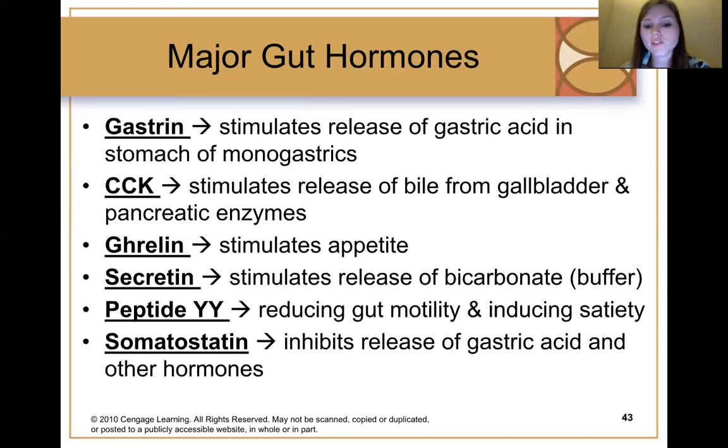Peptide YY reduces gut motility and induces satiety. Satiety basically just means that you feel full, you're no longer hungry. And then somatostatin inhibits the release of gastric acid and other hormones. So gastrin and somatostatin would kind of work in opposition like insulin and glucagon. So just some hormones to kind of be familiar with and what they do and how they work to maintain balance in the body.